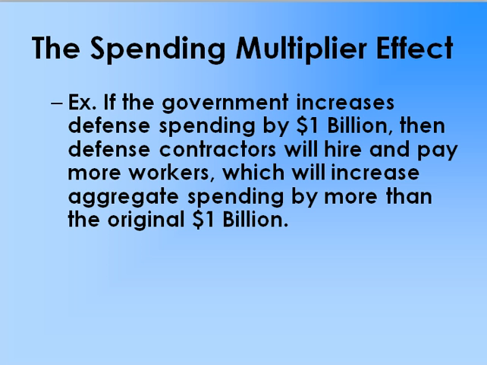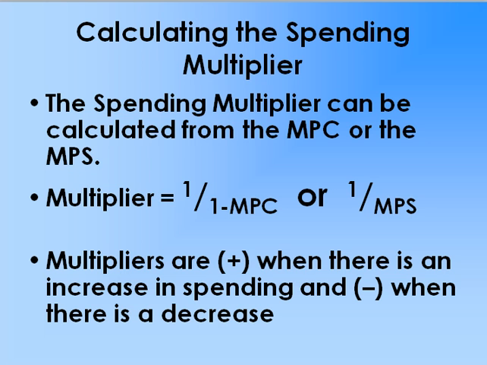So the spending multiplier effect. If the government increases defense spending by $1 billion, then defense contractors will hire and pay more workers, which will increase aggregate spending by more than the initial $1 billion change in the economy. So how can we calculate this? You could do lots of calculations by hand, but calculating the spending multiplier is much more simple, and we can do it from the MPC or the MPS. So in order to calculate the spending multiplier, we do 1 divided by 1 minus MPC, or 1 divided by MPS. Those are the same.